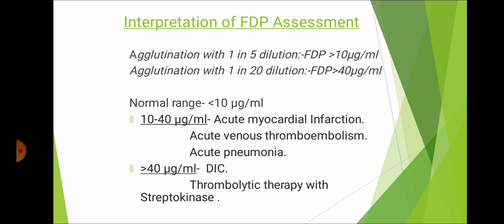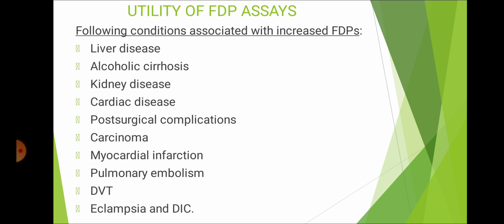Interpretation of FDP assessment. Agglutination with 1 in 5 dilution, that is FDP more than 10 microgram per ml. Agglutination with 1 in 20 dilution, that is FDP more than 40 microgram per ml. Normal range is less than 10 microgram per ml. 10 to 40 microgram per ml indicates acute myocardial infarction, acute venous thromboembolism and acute pneumonia. And if it is more than 40 microgram per ml, then it is disseminated intravascular coagulation, thrombolytic therapy with streptokinase.